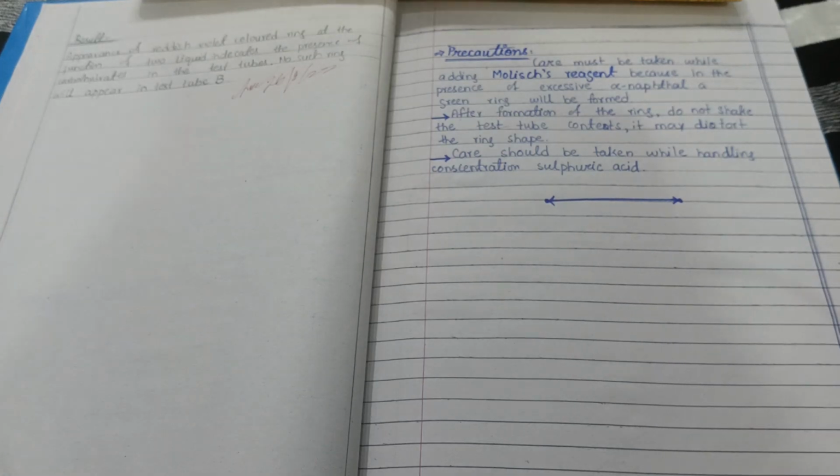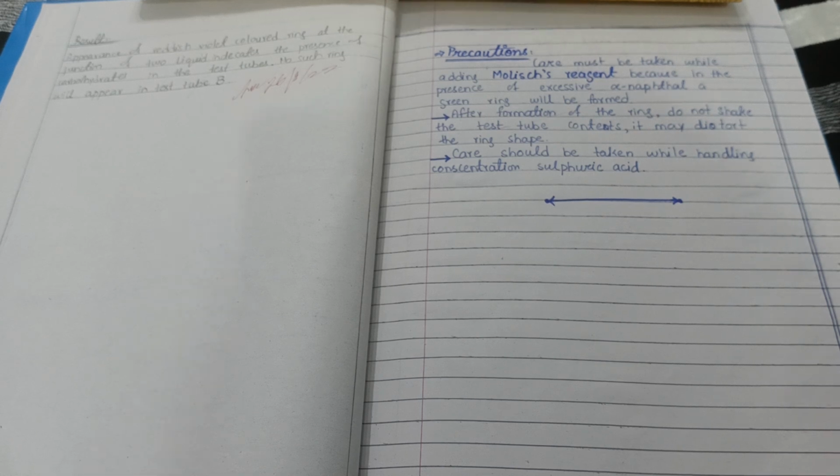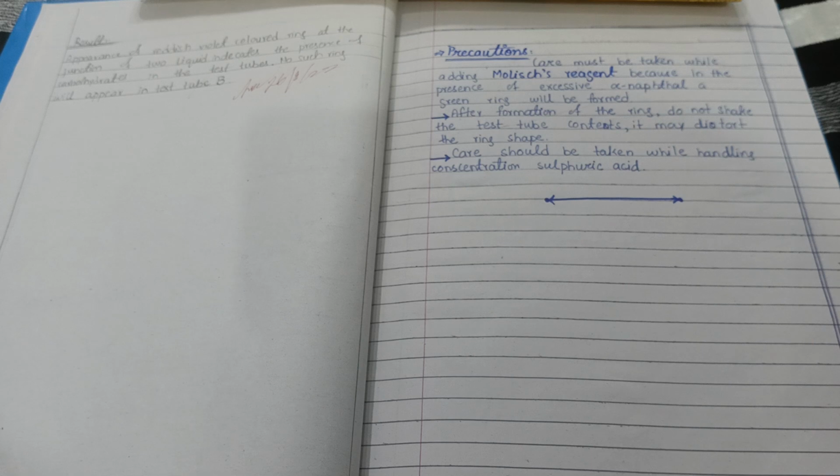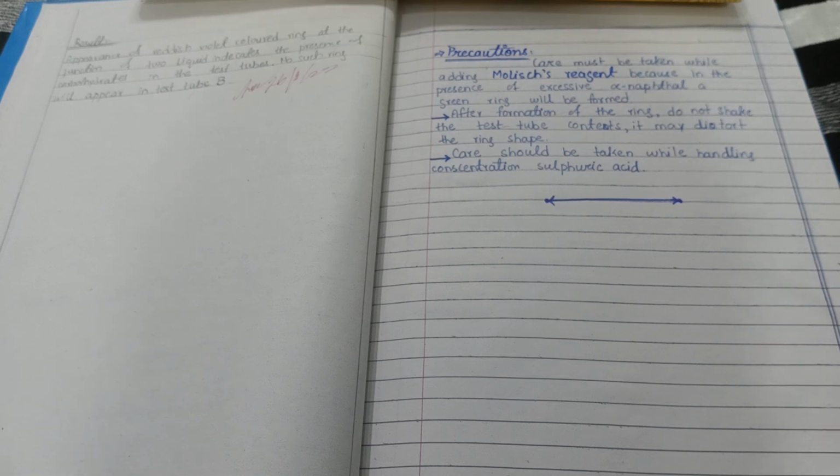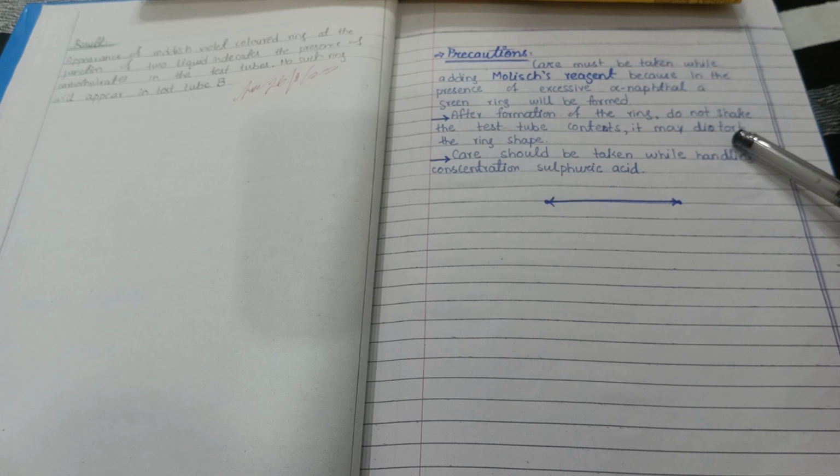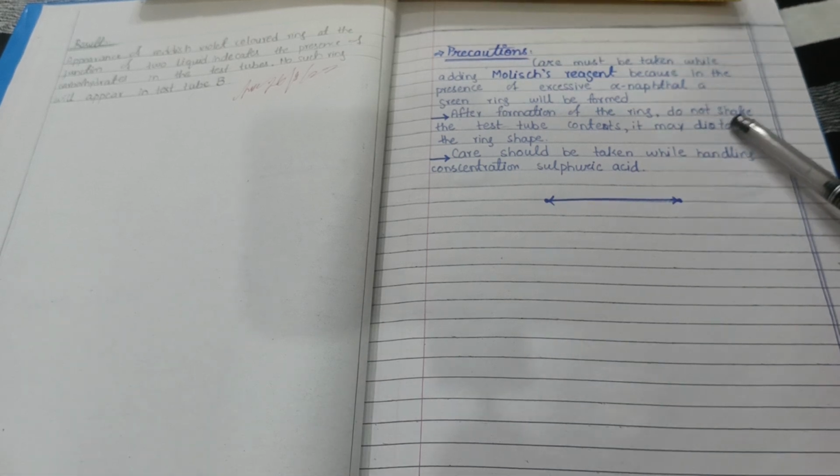Now at the last we have some precautions. You have to take care when you add Molisch reagent, because you just have to add 2 to 3 drops. If you add Molisch reagent excessively, then the color of the ring changes. For example, the color of the ring should be purple, but whenever you add a larger amount of Molisch reagent, the color of the ring becomes green. So you should be careful about it. The second precaution is that after the formation of the ring, don't shake the test tube, because it can cause distortion of the ring.